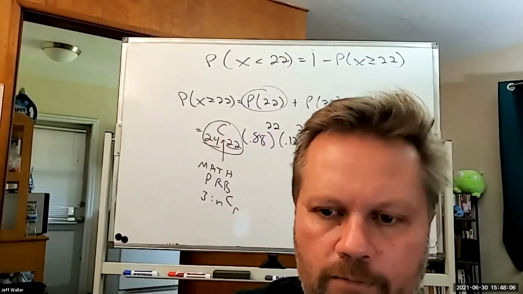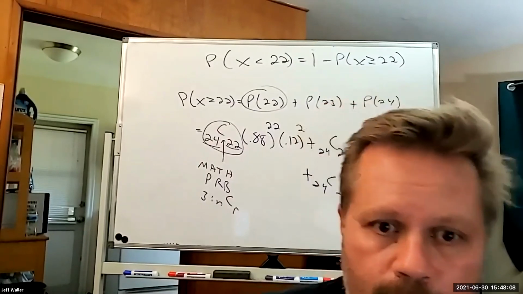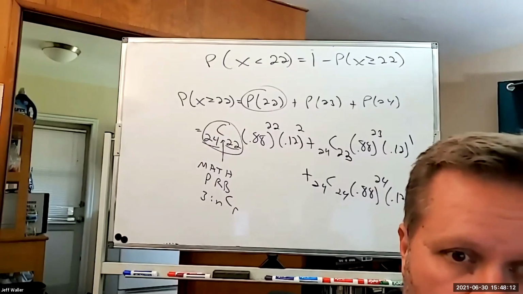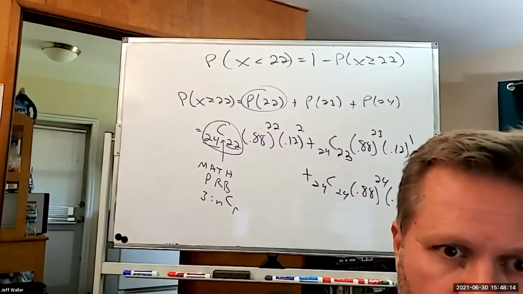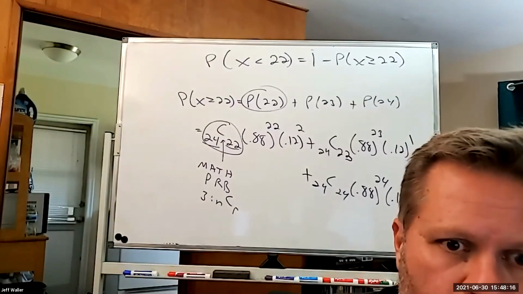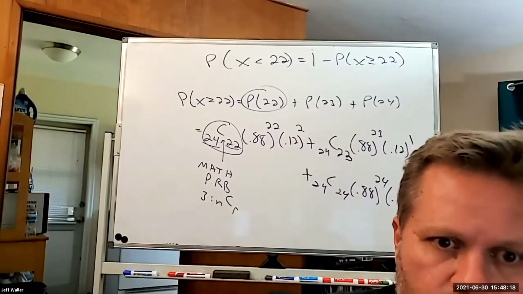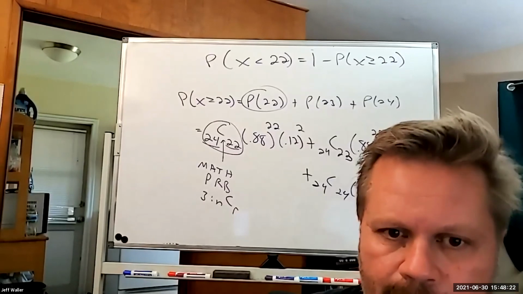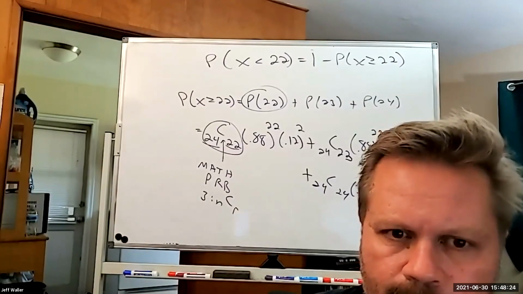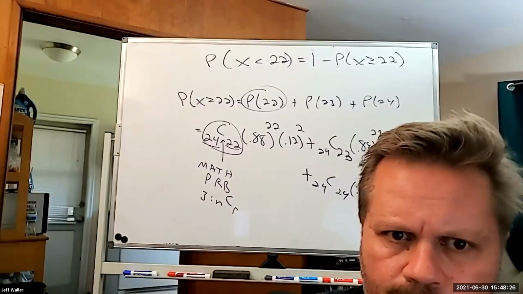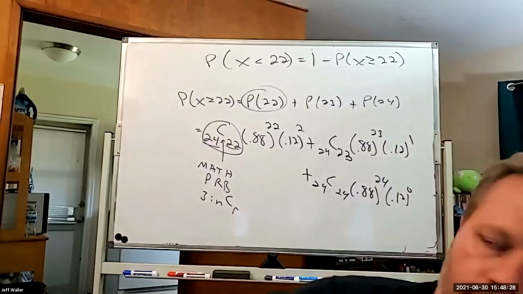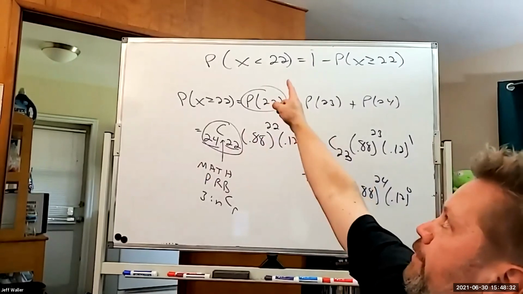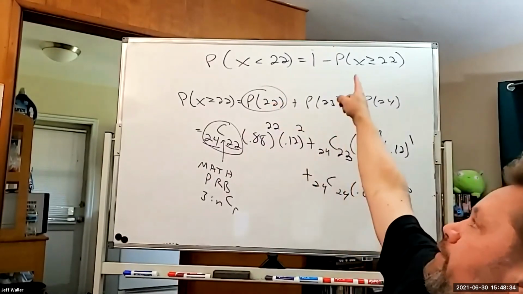So it's 24 choose 22 times 0.88 to the 22nd power times 0.12 squared. And then you add up all three of those numbers, and then just subtract them from 1, and you'll get the answer you're looking for. Yeah, because together these are the opposite of the question. So I add up and then subtract it from 1.